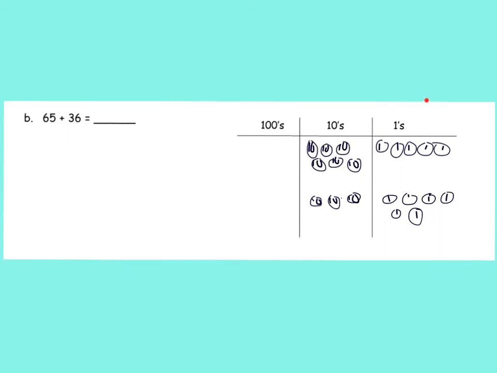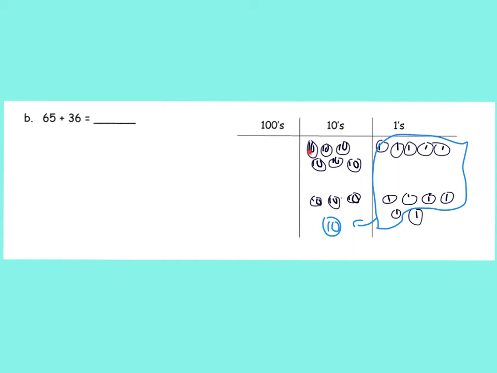Now we're going to see if we have enough ones to make a new group of 10. We have 1, 2, 3, 4, 5, 6, 7, 8, 9, 10, 11. So we do have enough to make a new group of 10. We're going to take these 10. The reason we're doing that is because there are enough discs in the ones place to make a new group of 10, so we should move those ones out to make the new group.